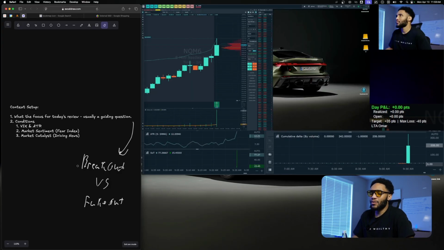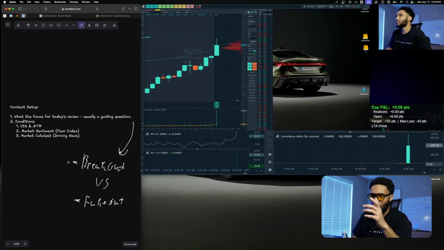So the guiding question that I want to look at today is: what does a breakout look like in the order flow versus a fake out? Having this guiding question will help me in real time to hopefully avoid more fake outs and get into more breakouts earlier.